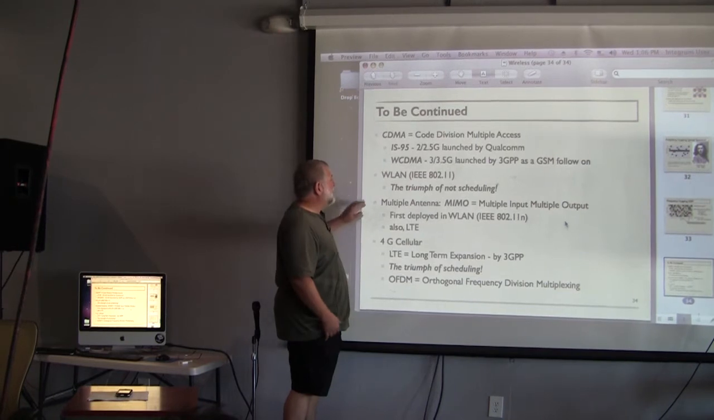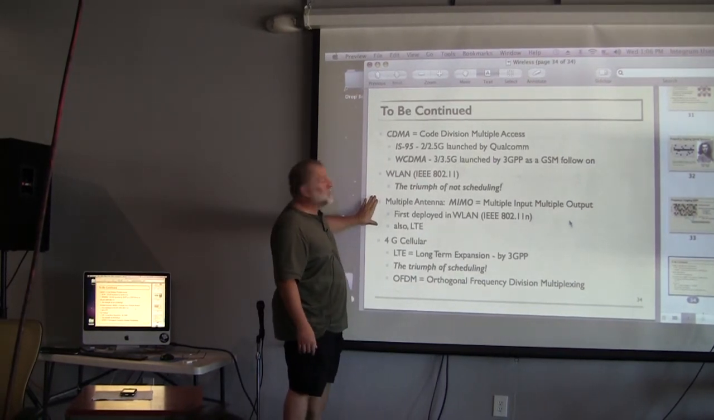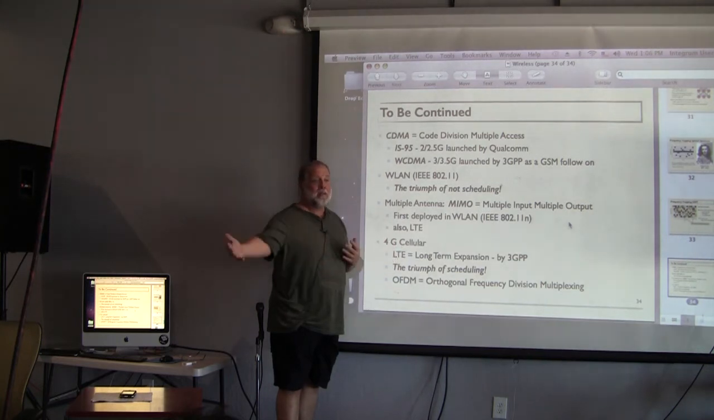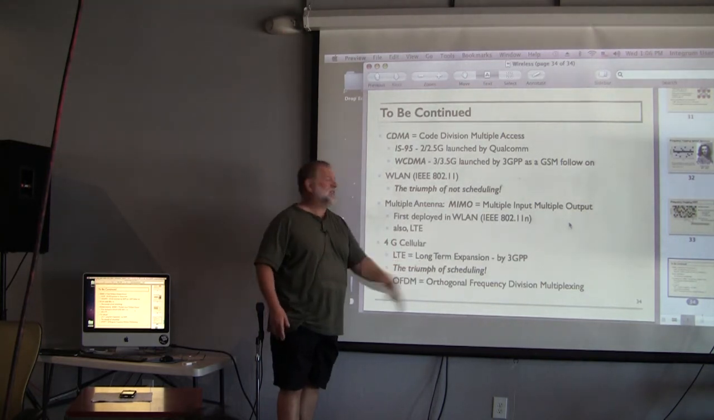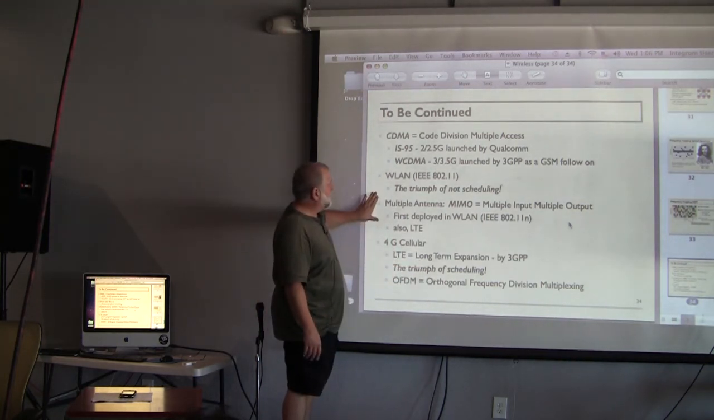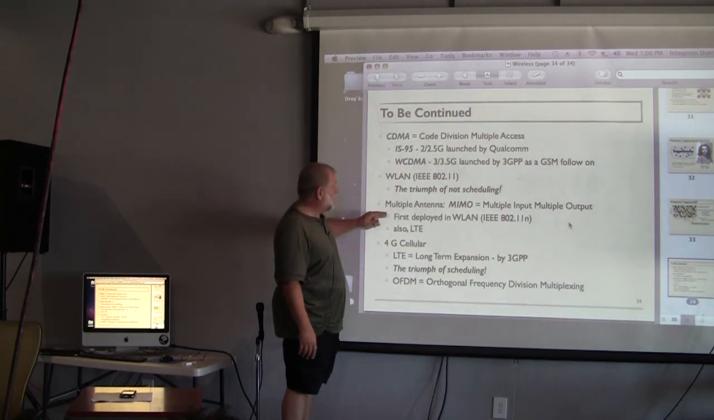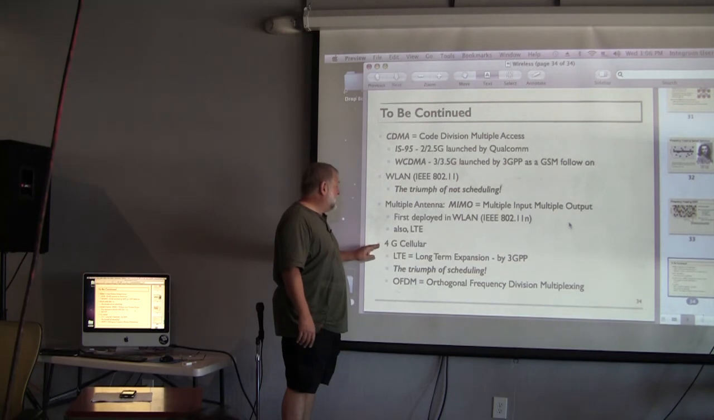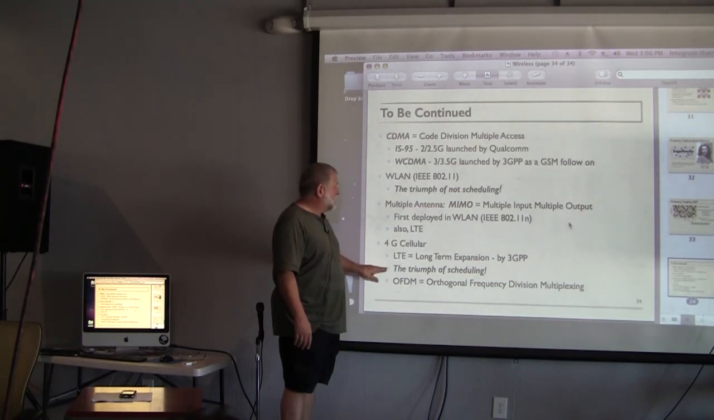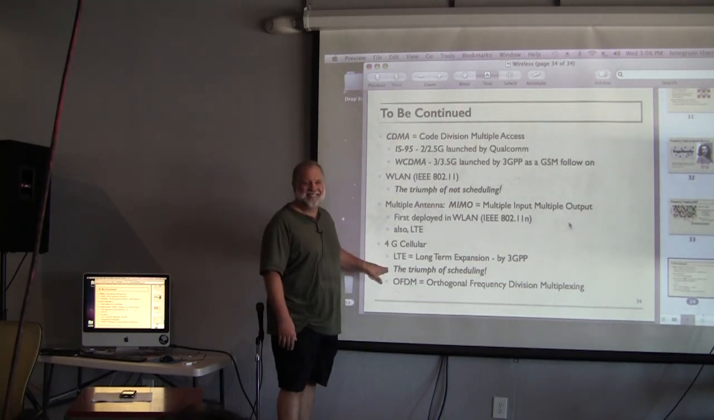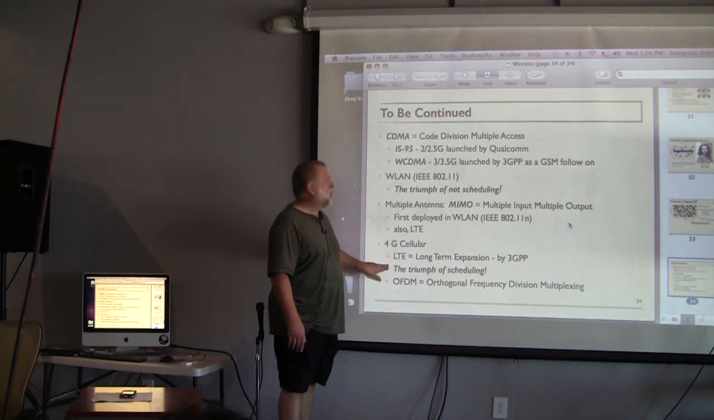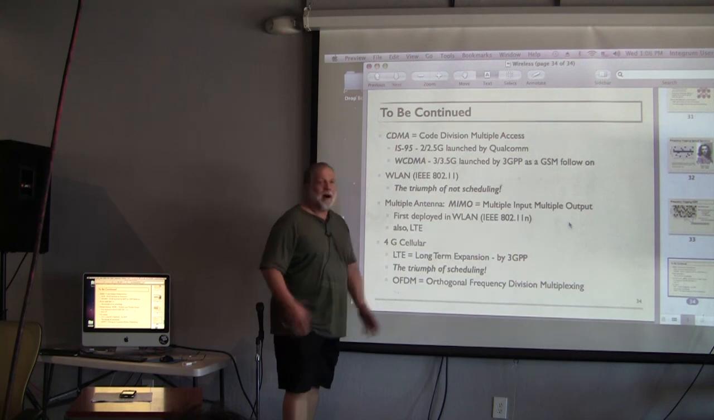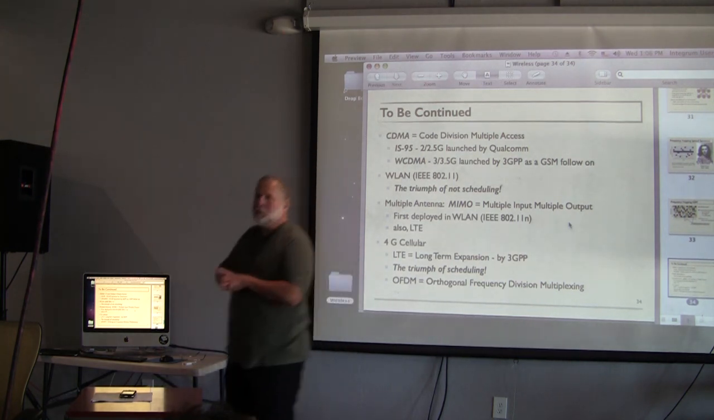And then we'll get into the multiple antenna stuff, where now we get more capacity by using multiple transmit antennas and multiple receive antennas. Why in the world would you do that? But it's very popular. It's used in wireless LAN and it's used in LTE. And then 4G, which is LTE, which is the triumph of scheduling. So this is the polar opposite of this in a big major sense. So if you all decide to have me back, that's what we'll cover next time.